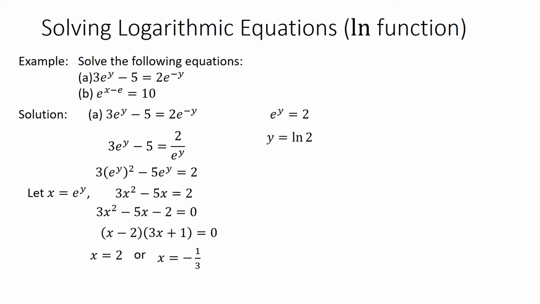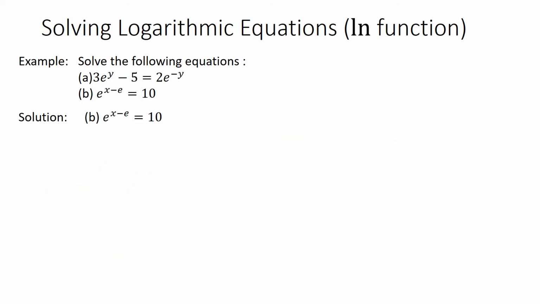So from here we can apply the ln. It becomes y equals ln 2, which you can press on the calculator, and the value will be 0.693, rounded off to 3 significant figures. Or e to the power of y equals negative 1 over 3, which has no solution. Here is the solution for B.